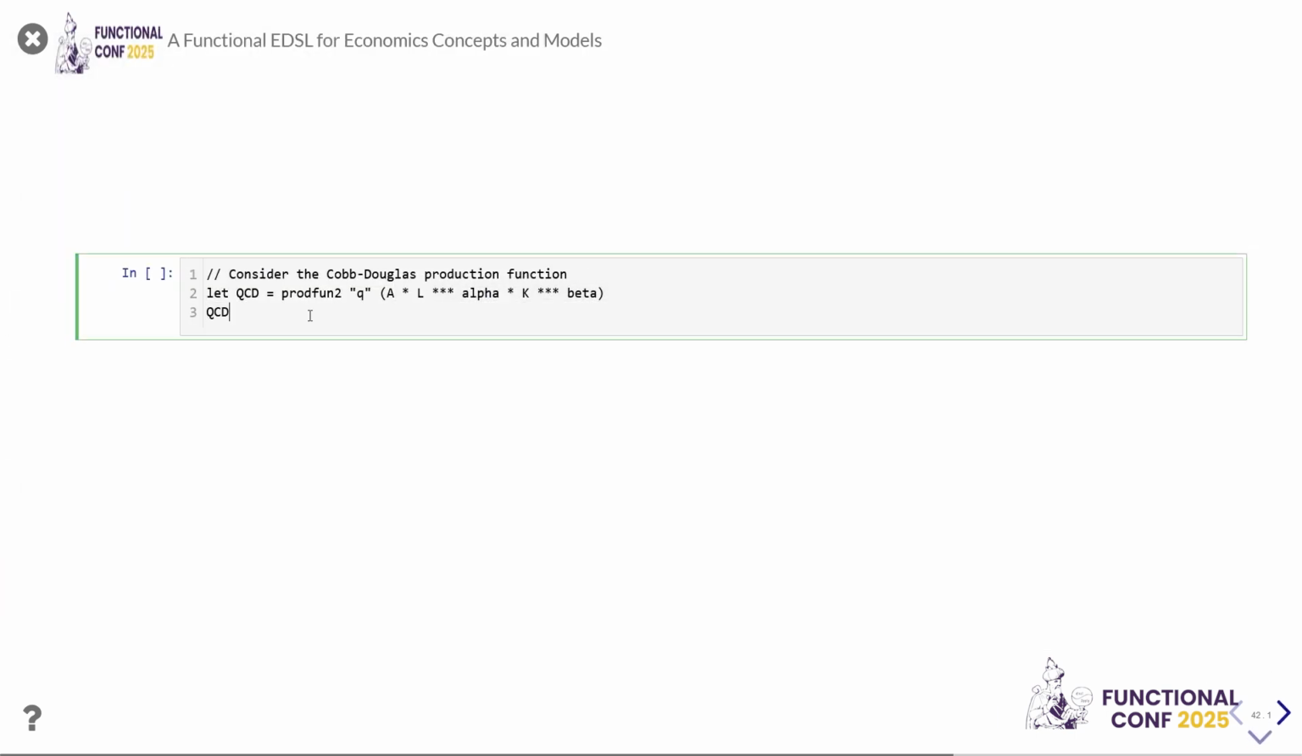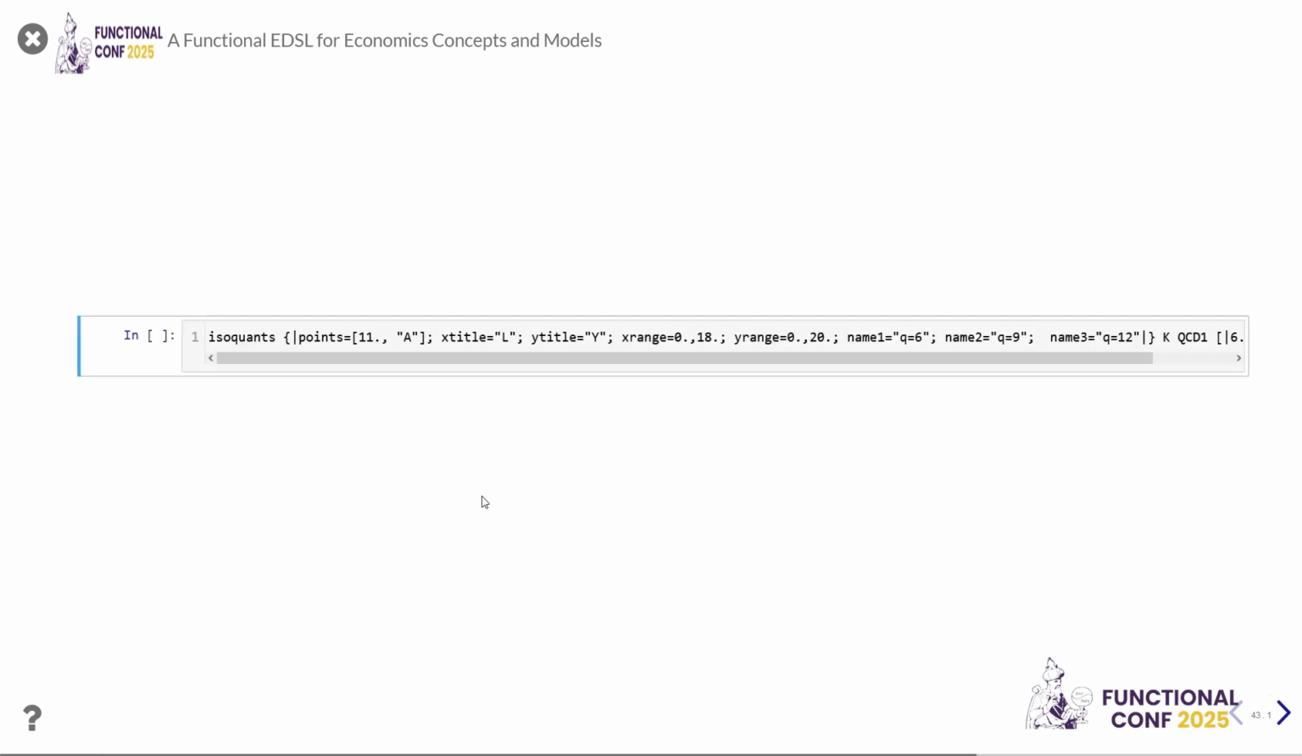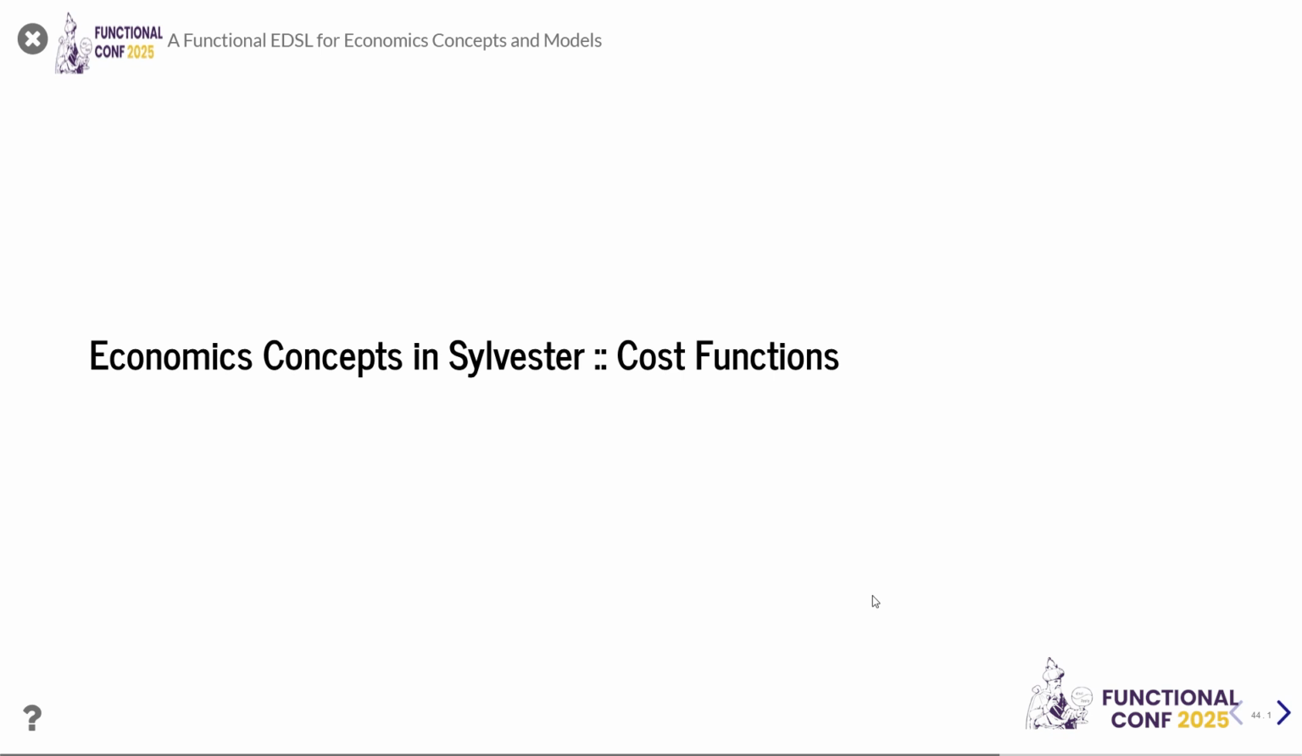Okay, and so here's another production function. And what we can do is fix this and get a new function. And then we can draw what we call isoquants. Okay, so that's what we've covered. So let's just go to our cost functions.